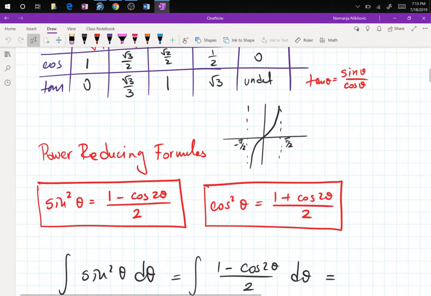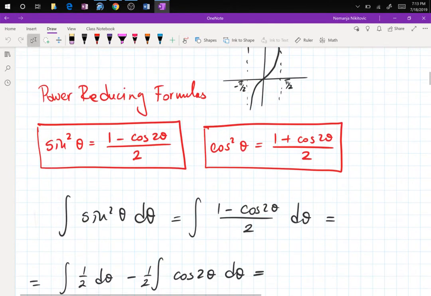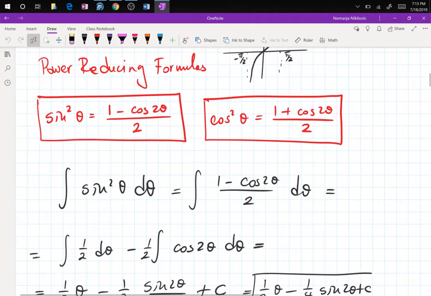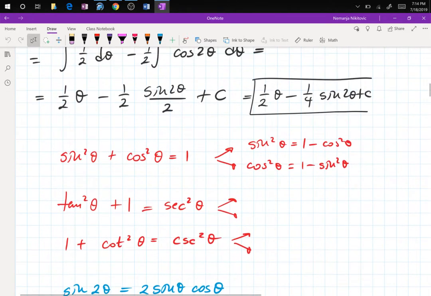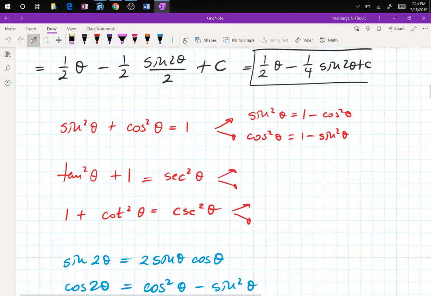Here are the almighty power-reducing formulas that you absolutely must know. Remember, we have similar ones when you swap this for hyperbolics. Here is an example of a problem being done, which is Calculus 1, because you are using a pre-calc identity, and then you're just integrating a half and integrating cosine. Those are basic integrals.